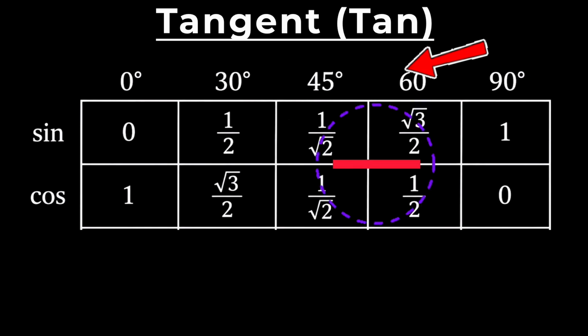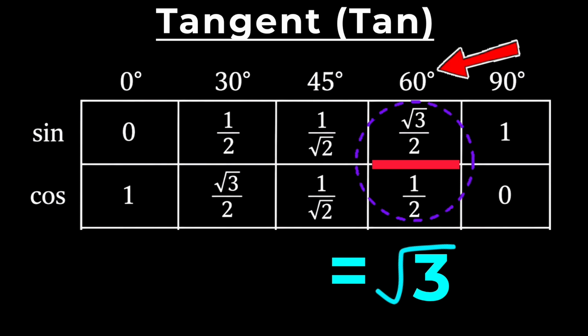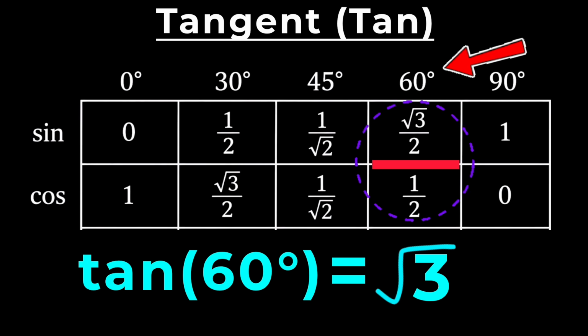Now try 60 degrees. Sine equals square root of 3 divided by 2. Cosine equals 1/2. Divide them. Equals square root of 3. So tangent 60 degrees equals square root of 3.